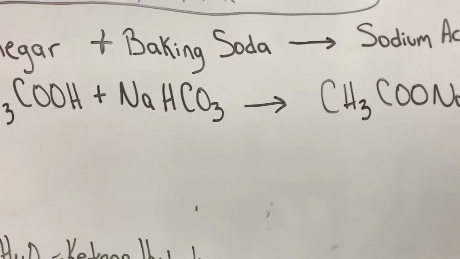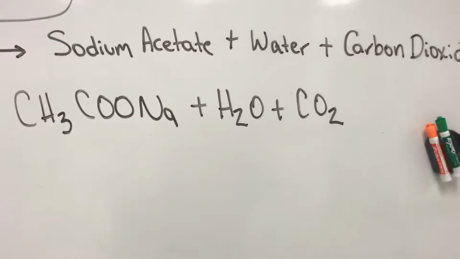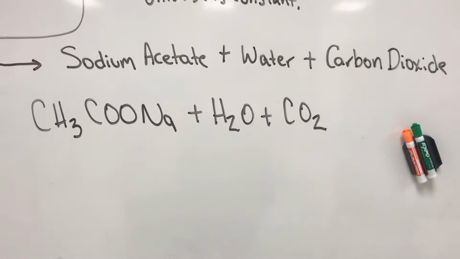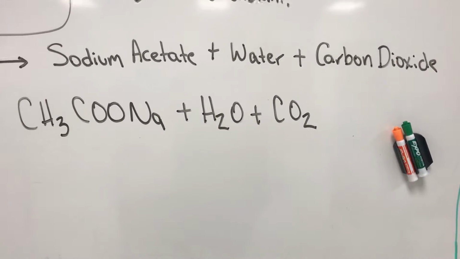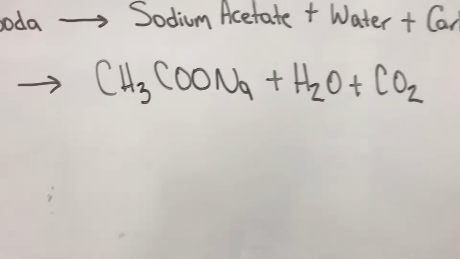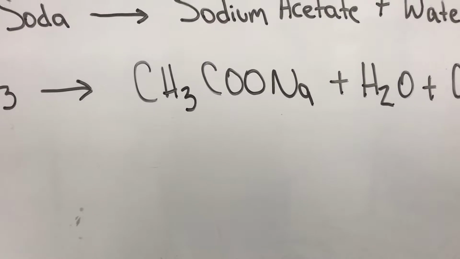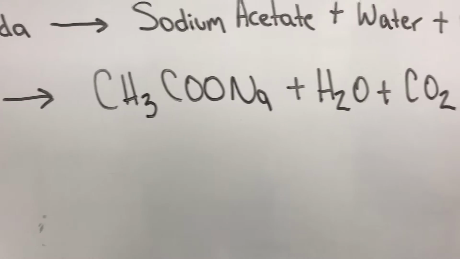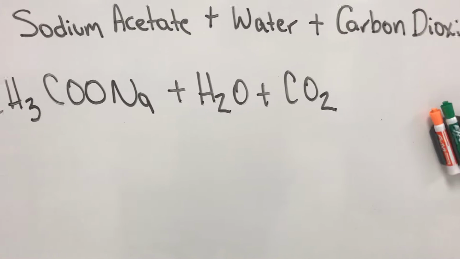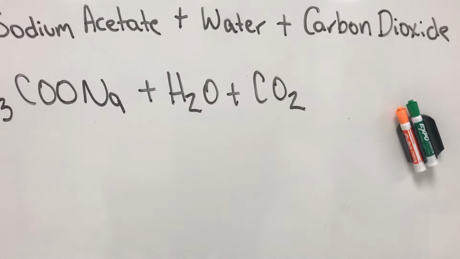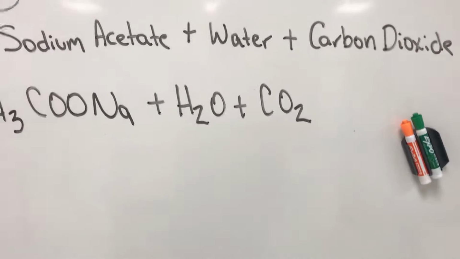So once we added those two together, the product turned out to be sodium acetate, water, and carbon dioxide. And there are the formulas: CH3COO Na, then water, H2O, and then carbon dioxide, CO2. That was the gas that was formed from this chemical reaction.